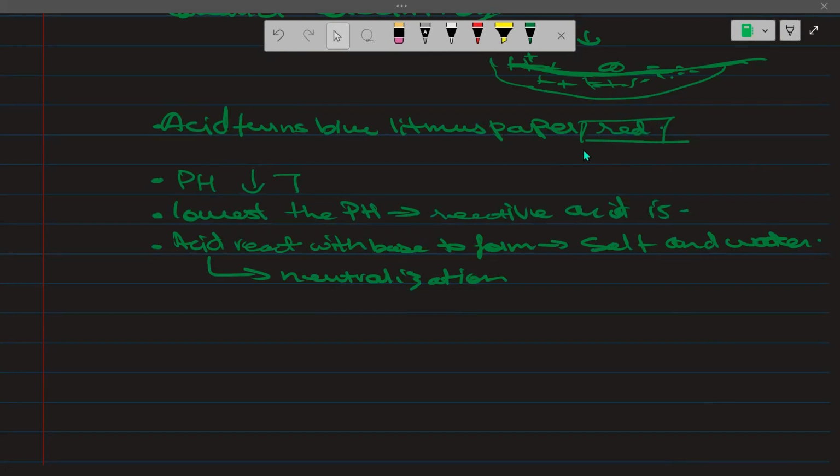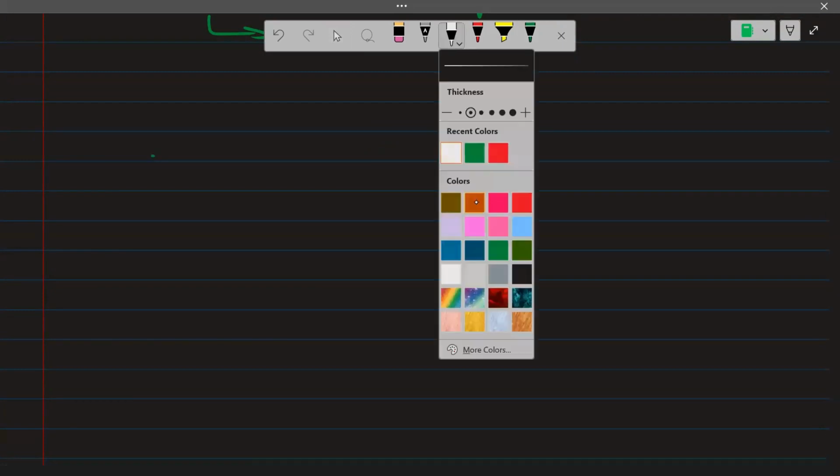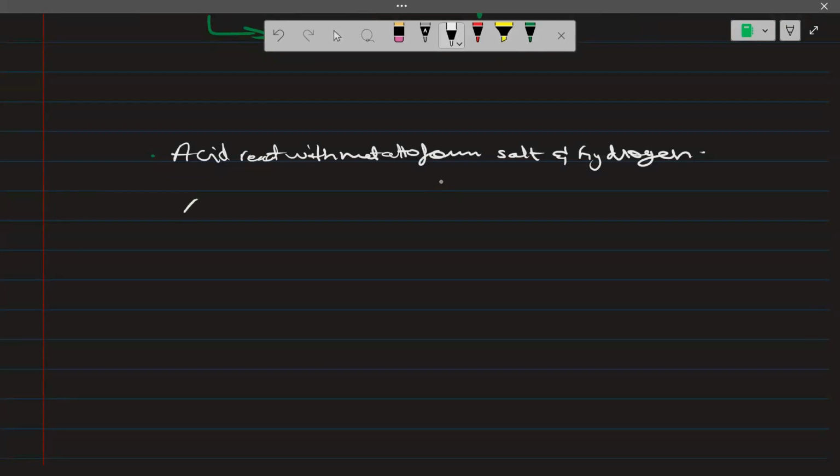So now let's do the reaction with metals. Acid reacts with metal to form salt and hydrogen. So what does this statement mean? Let me draw its equation. An acid plus metal, what does it form? It forms salt and hydrogen gas.